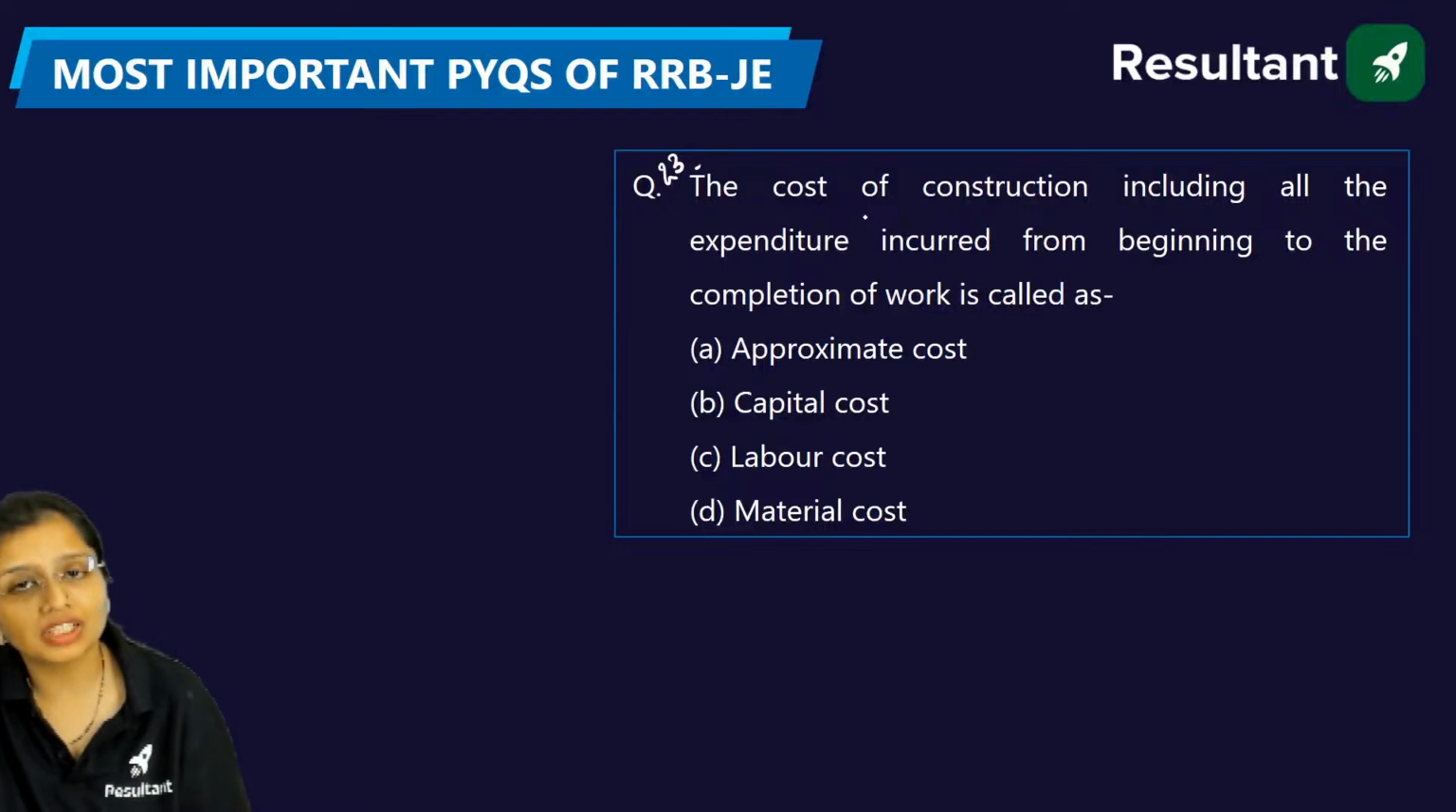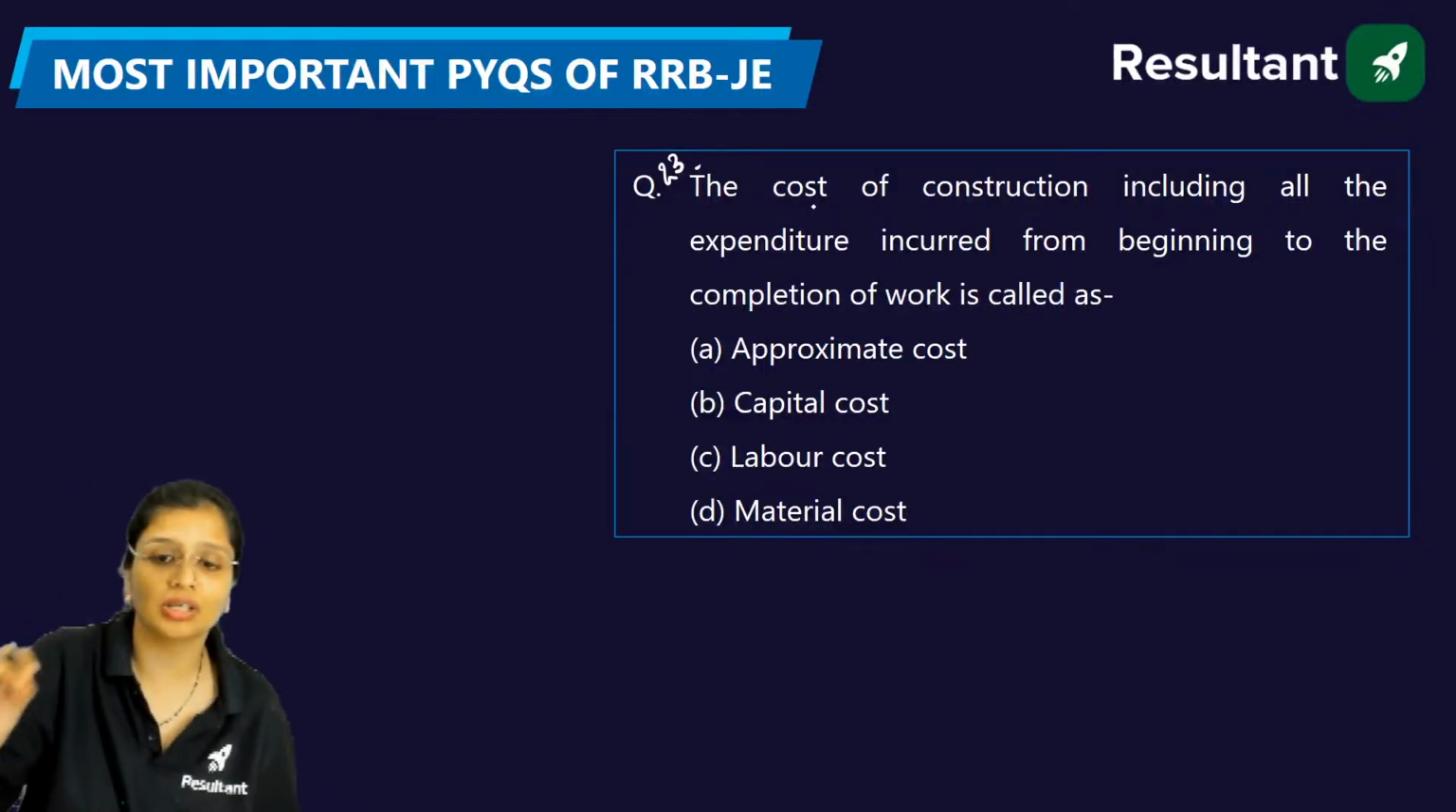Okay, question number 23. The cost of construction including all the expenditures which is incurred from the beginning to the completion of the work.